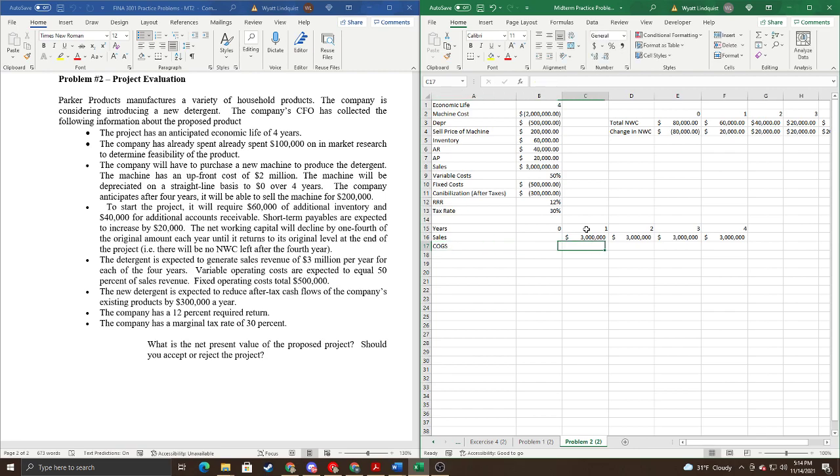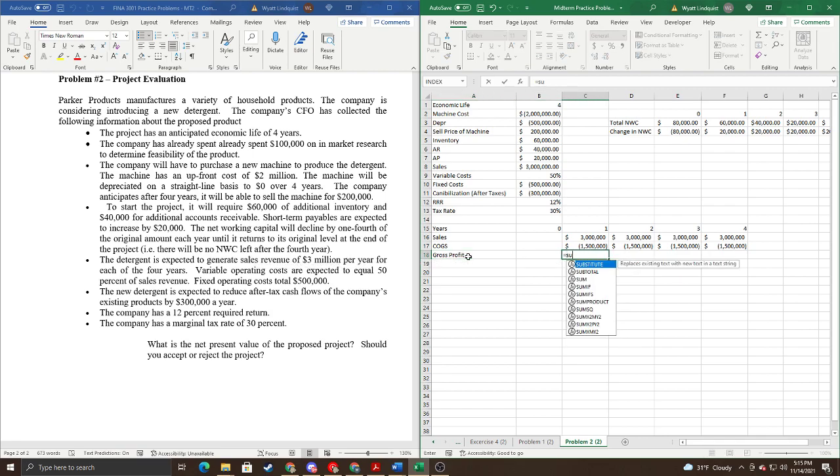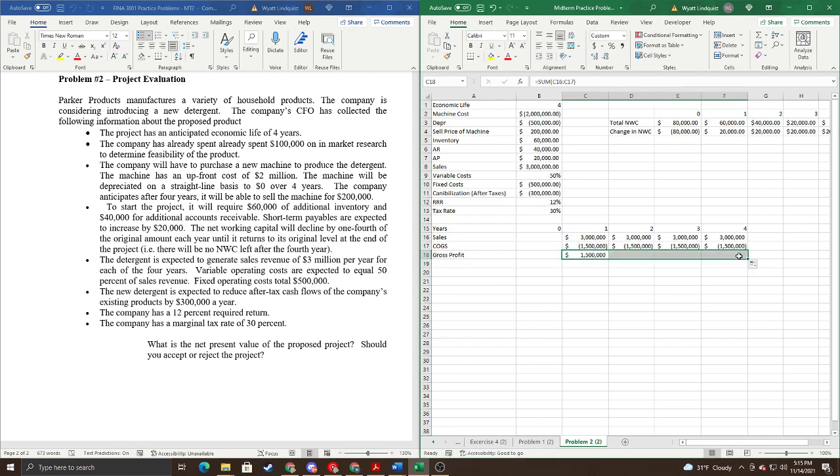Cost of goods sold. Now, this is technically variable cost, but we're just going to say cost of goods sold for the meantime. And it's going to be negative cost of goods sold, or cost of goods sold will be negative. So that's what we get. We're going to decrease that. And we're going to get then the gross profit equals the sum of these. So that's that. So it's just the sales minus the cost of goods sold, but we made cost of goods sold negative, so we can just use sum.